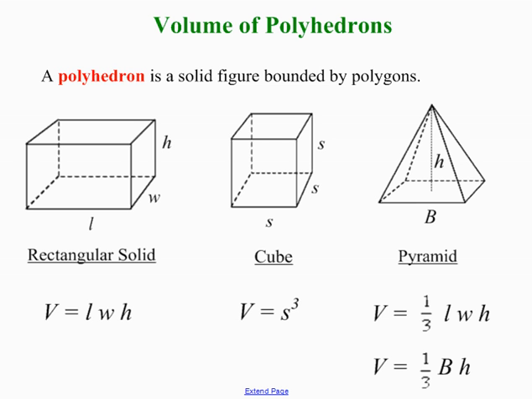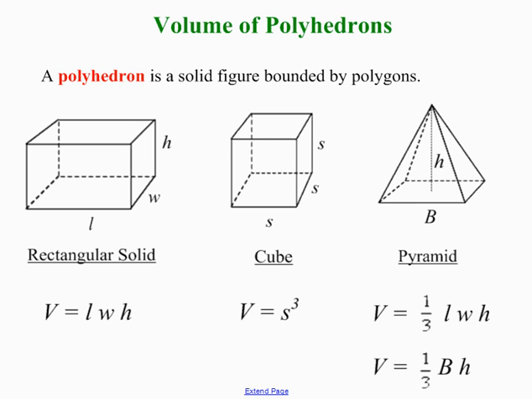A polyhedron is a solid figure bounded by polygons. On this slide, we can see three different polyhedrons: a rectangular solid, which is bounded by sides that are rectangles, a cube, which is bounded by sides that are squares, and a pyramid, which is bounded by sides that are triangles and a base that is a rectangle, or actually can take on a lot of different polygonal shapes.